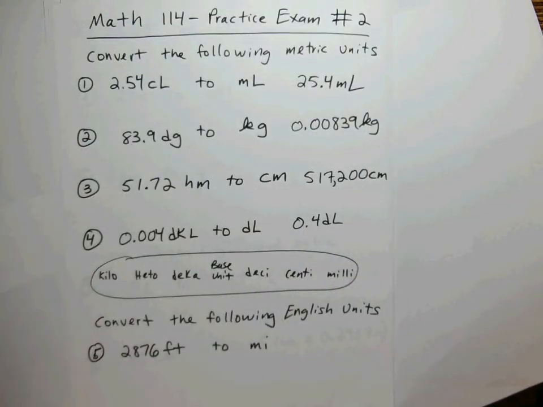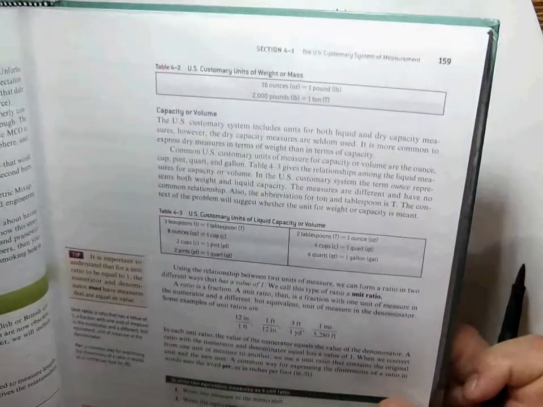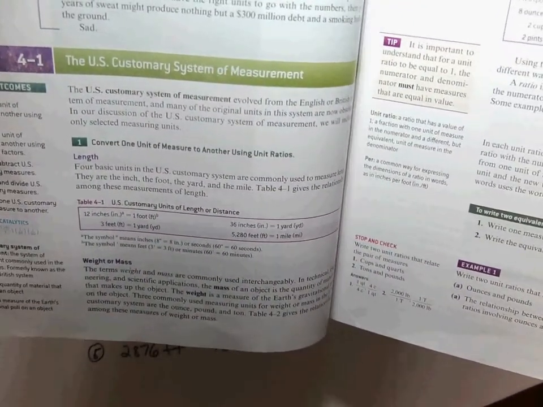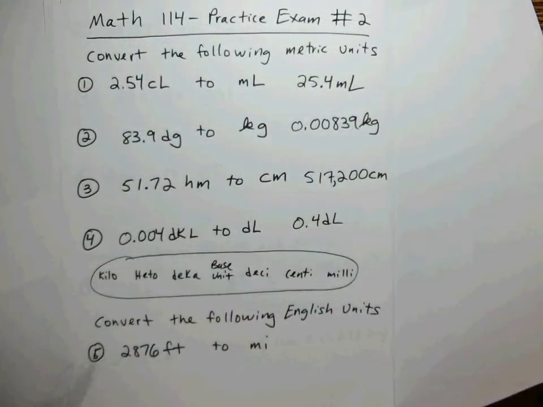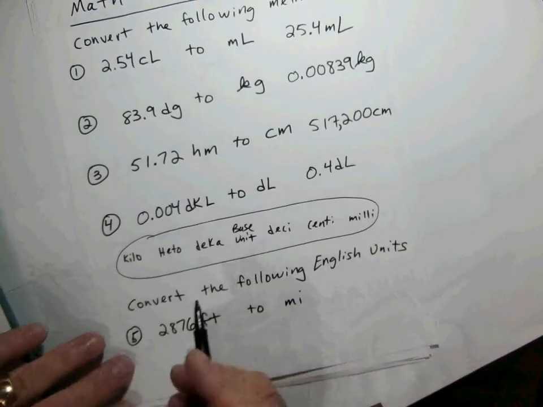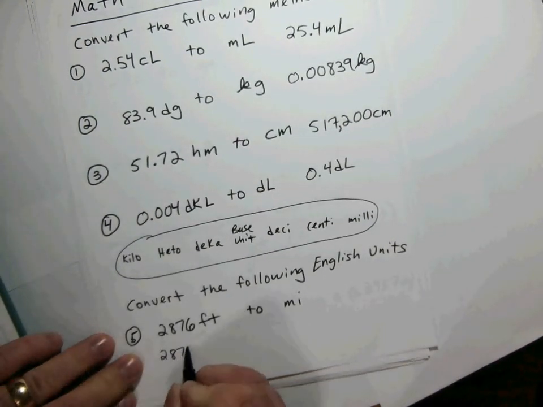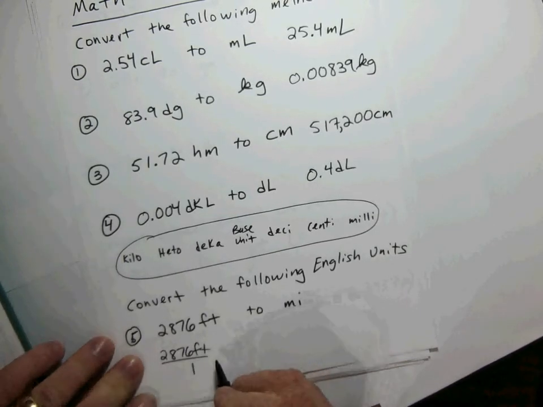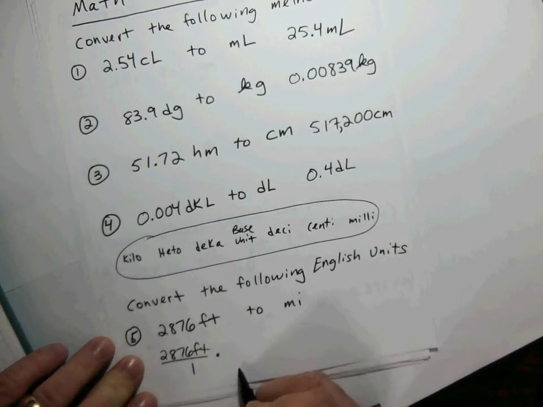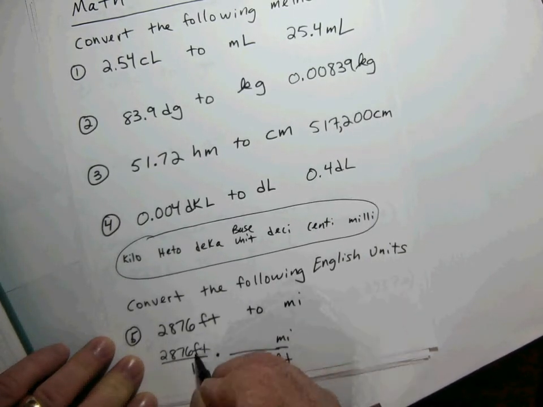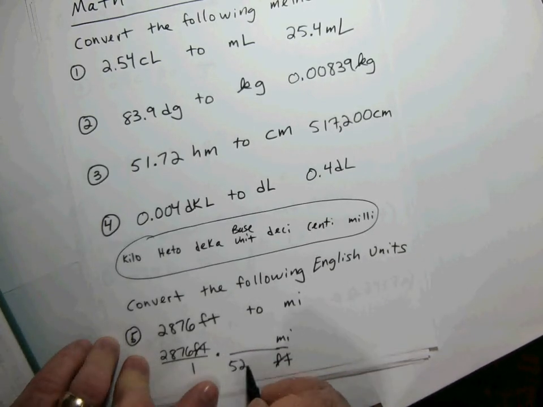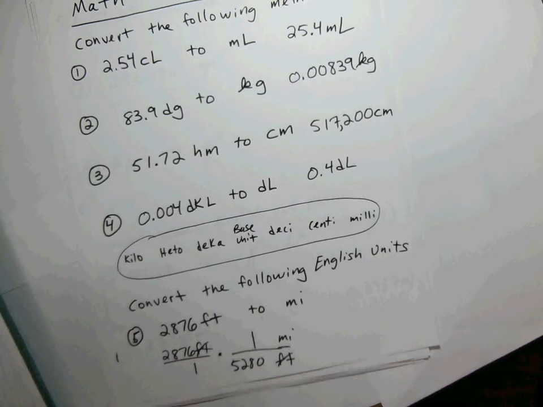So we need to go feet to miles. Okay, and again, for purposes of today, I'll pull out the conversion just to say here it is, but again, something we need to know. Now, feet to miles, we have that unit conversion. 5,280 feet is 1 mile. So I'm going to say 2876 feet. I'll give it a denominator of 1, and I'm going to multiply it by something. I want miles on the top, and I want feet on the bottom so that my feet cancel. 5,280 feet in 1 mile, so I'm going to write it like that.